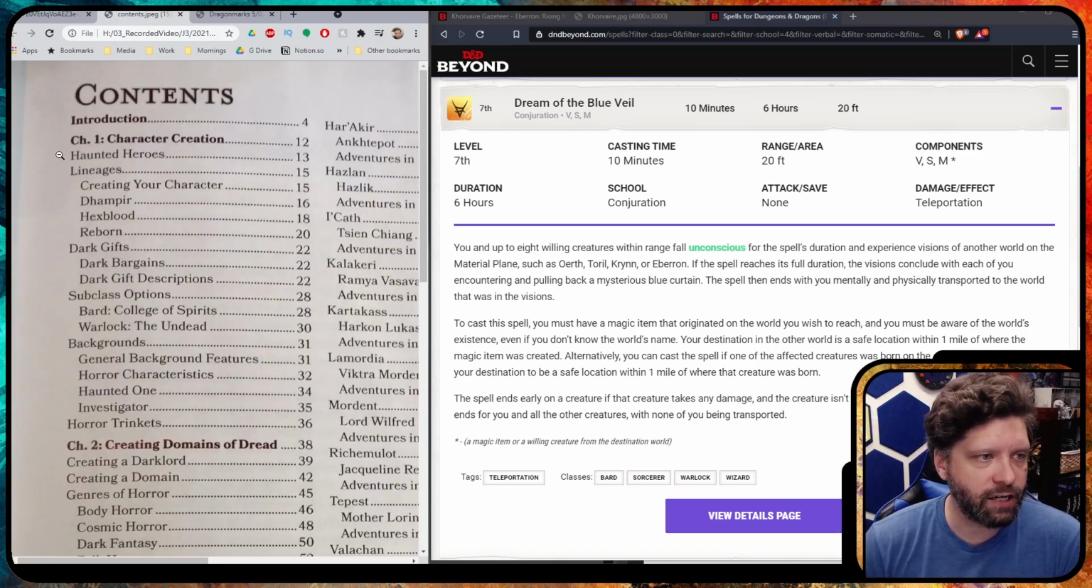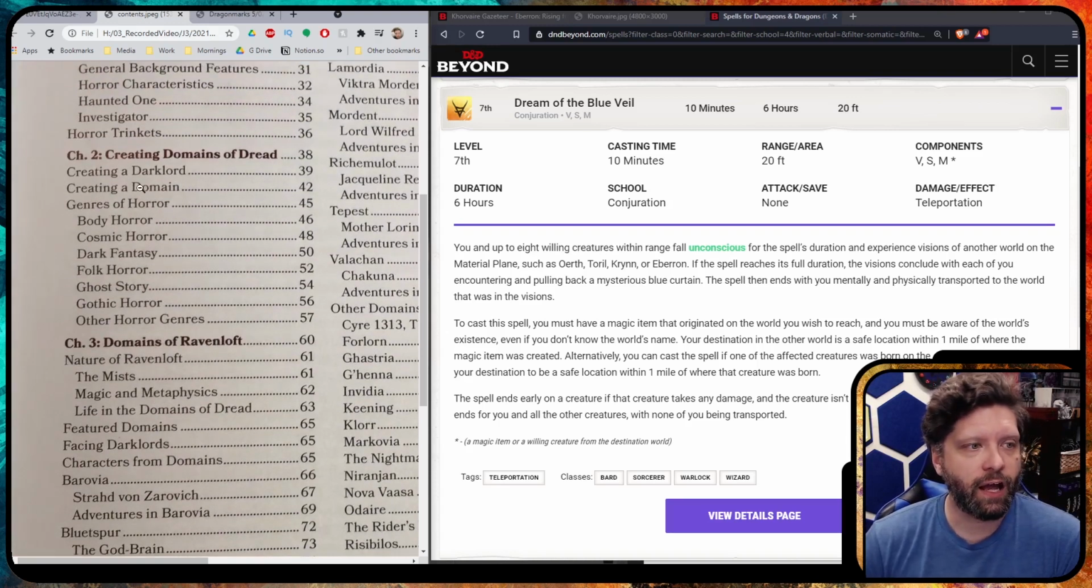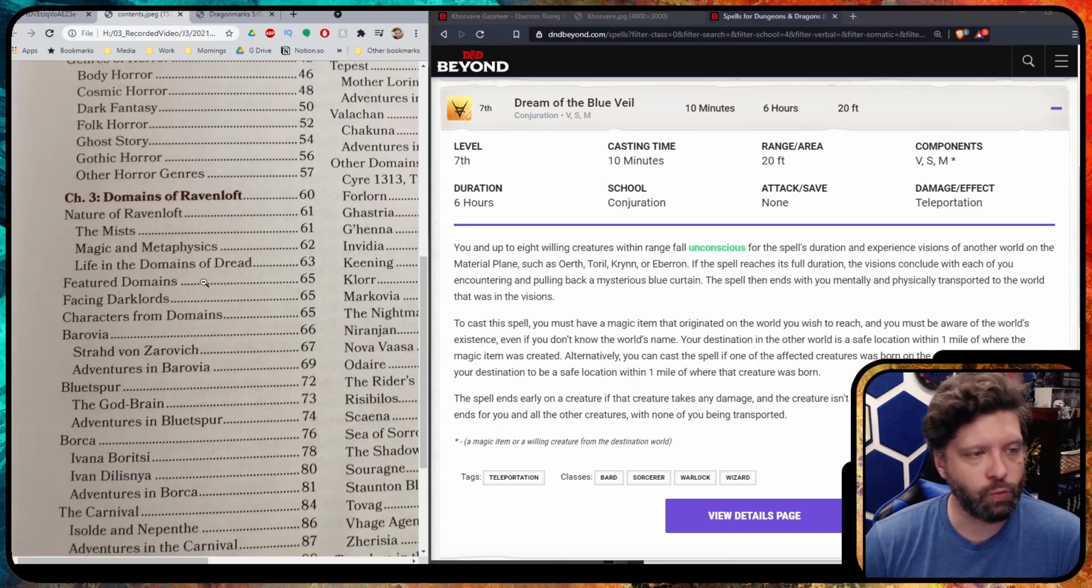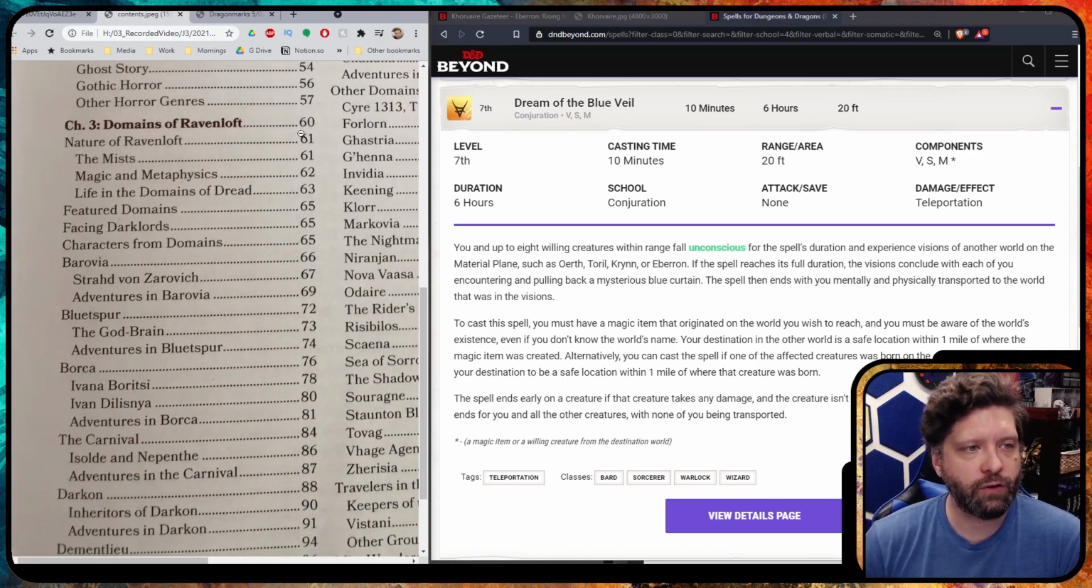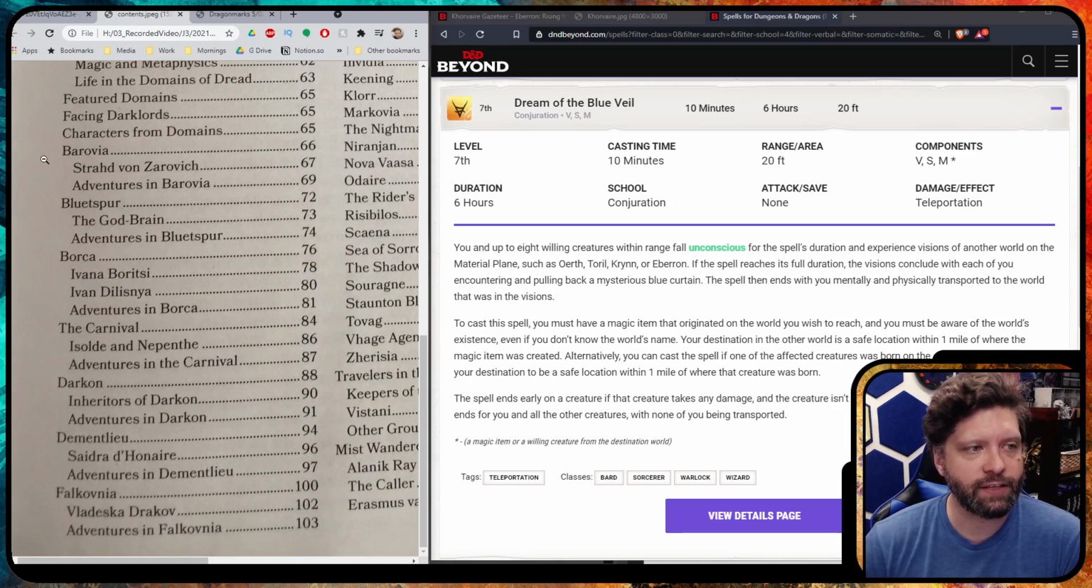And if I zoom in here, we have character creation, all of the various things, the two subclasses that we were getting at, College of Spirits. I don't have any information on that, but we're going to talk about other stuff. And then how to create a domain of dread and what kind of genre of horror you want. And then here are the domains of dread. And we talk about the nature of Ravenloft, the mists, which is going to be important for our discussion. And then here are some domains. We have Barovia with the Dark Lord Strahd von Zarovich, and then Adventures in Barovia.